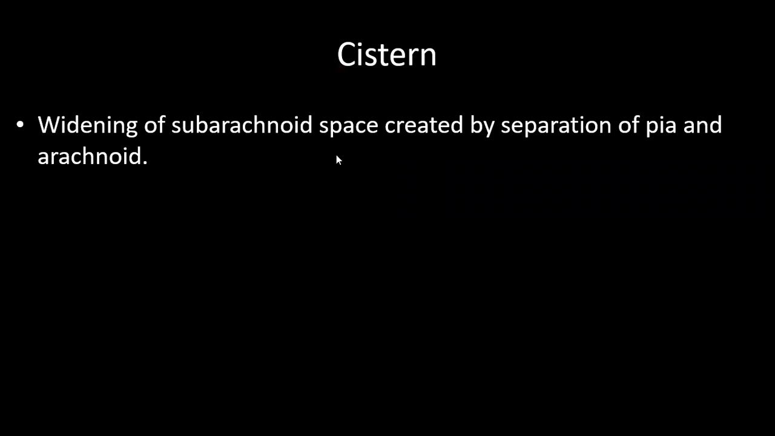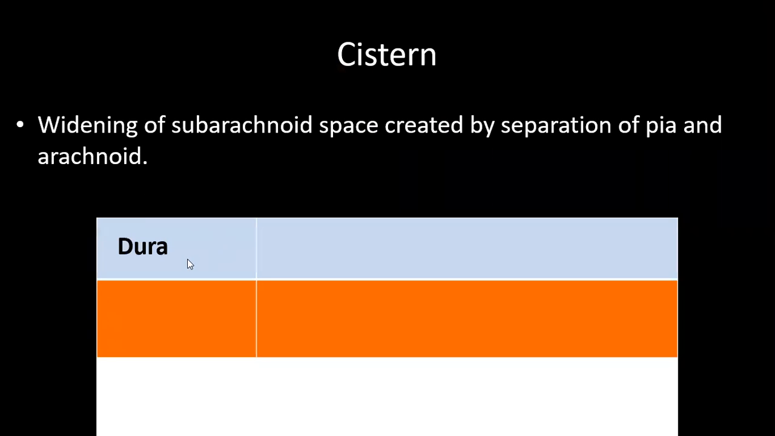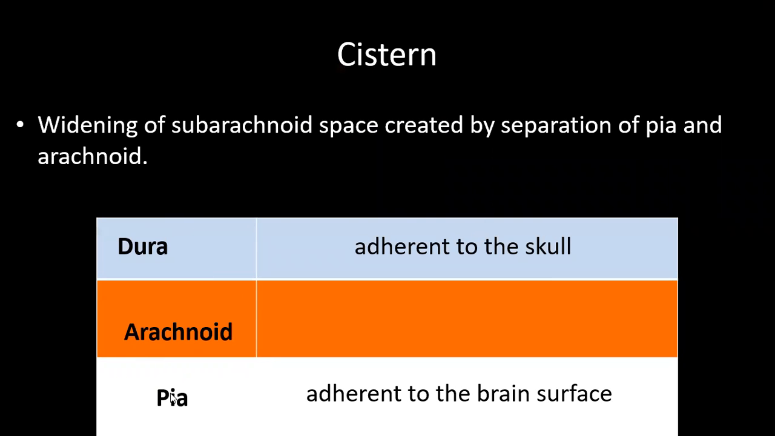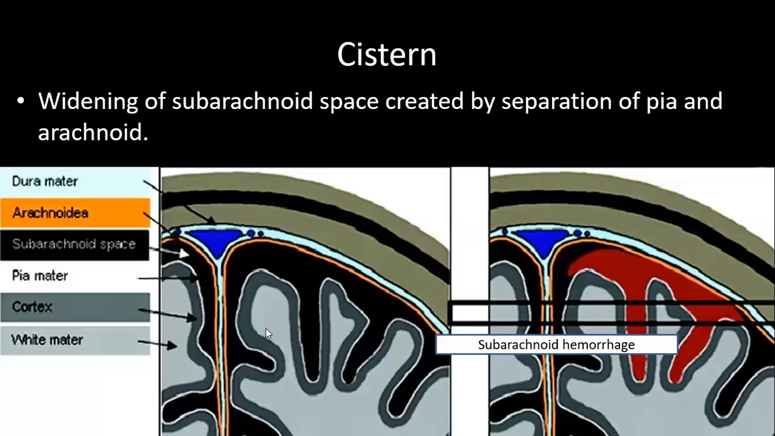What is the meaning of cistern? Cistern means widening of the subarachnoid space created by separation of pia and arachnoid. These are the three layers of the brain meninges: dura, the outer layer, which is adherent to the skull; pia, the most inner layer, which is adherent to the brain surface; and arachnoid covers only the superficial surface of the brain, does not enter into the enfoldings of the brain.